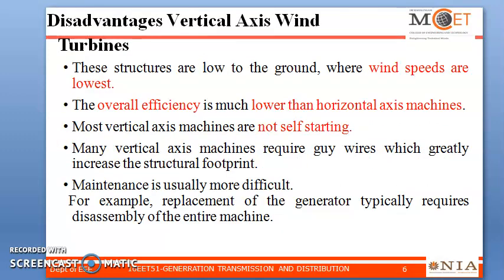So what are all the disadvantages of the vertical axis? Especially, it runs only at low wind speed. If the wind blowing is very high, the blade will be broken. That is the main disadvantage of the vertical axis. Another main disadvantage is that it is not self-starting, because the generator and gearbox are placed in the ground section.